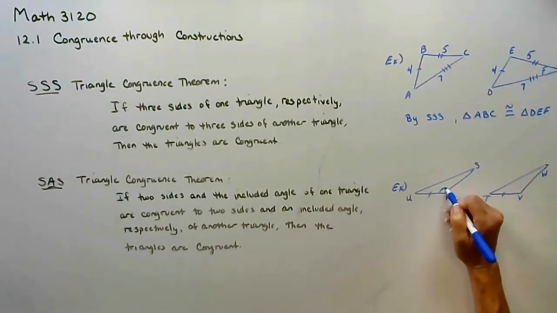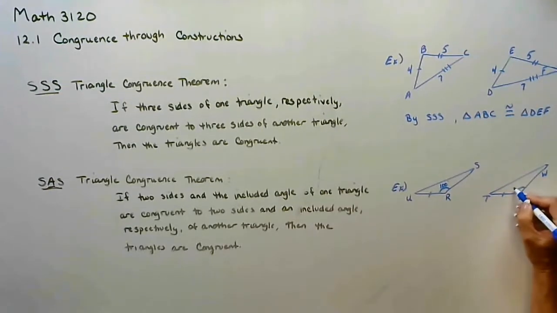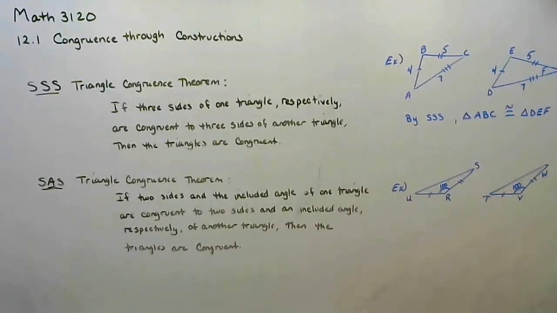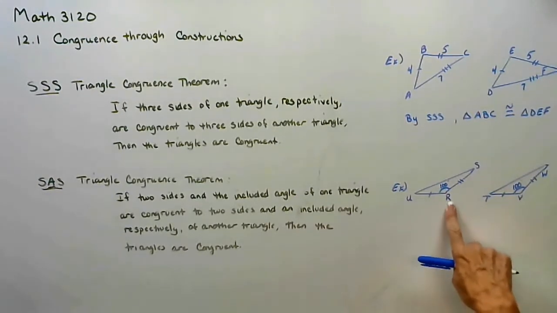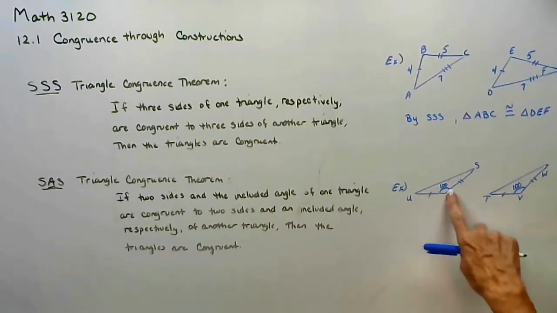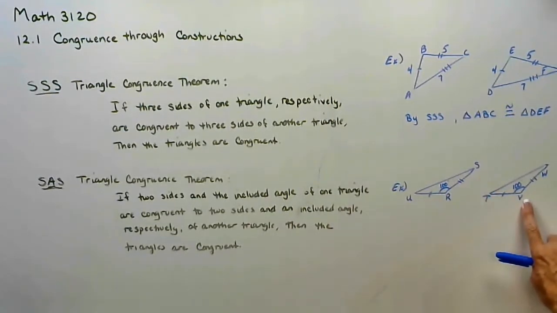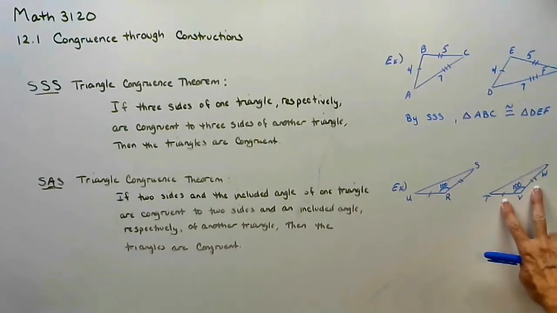I'm going to tell you angle R is 100 degrees. Angle V is also 100 degrees. And I'm going to tell you those other 2 sides are the same. And so if we look at the order, notice the angle R is between the 2 sides that have been marked. Angle V is also between 2 corresponding sides that have been marked in the same way, respectively.